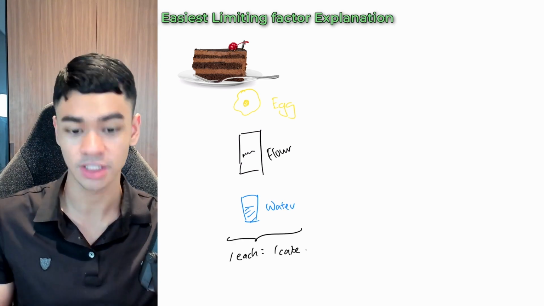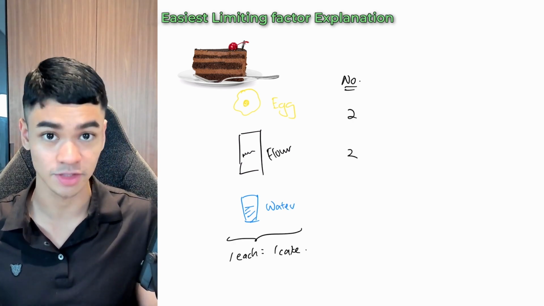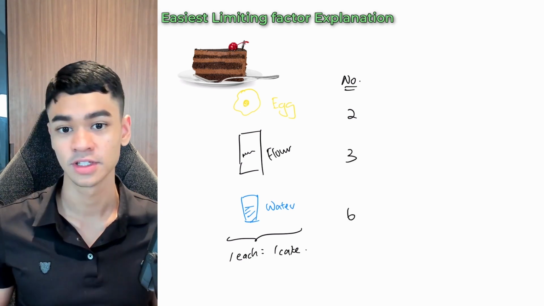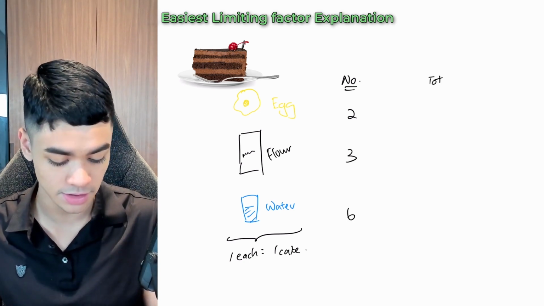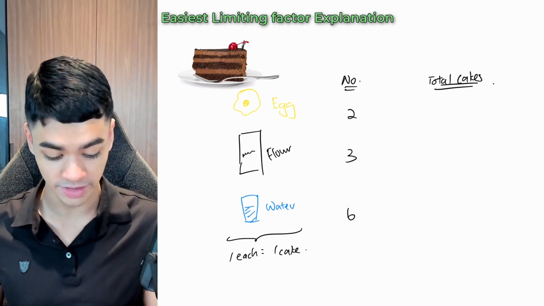So let's say in my kitchen, I have these numbers of each. 2 eggs, I have 3 packs of flour, and I have 6 cups of water. So simple question, how many total cakes can I make? So if you say 2, that is correct.